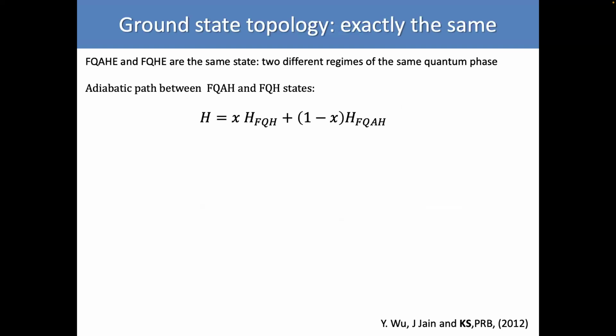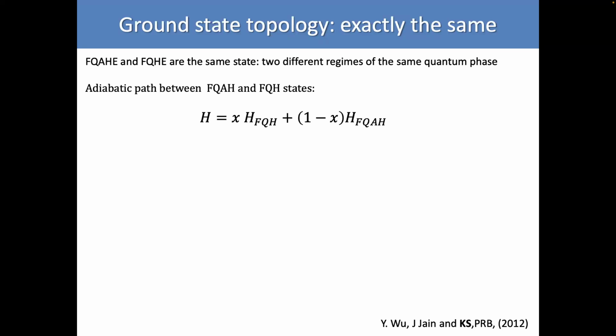For the ground state, fractional quantum Hall and fractional quantum anomalous Hall are exactly the same quantum state, and they have exactly the same topology. The reason we know that is from a study we did with Jainendra Jain's group more than 10 years ago, back in 2012. Back in 2012, we looked at a Hamiltonian composed of 2 Hamiltonians. We have the Hamiltonian of the fractional quantum Hall state, H_FQH, which describes a fractional Hall state. And the other Hamiltonian describes a fractional quantum anomalous Hall state.